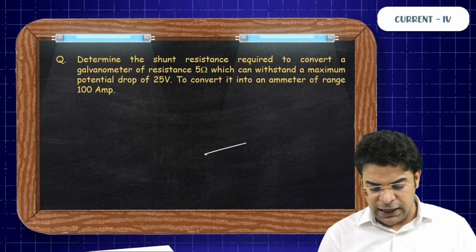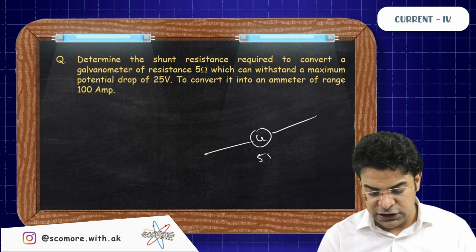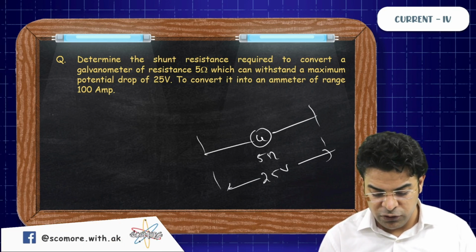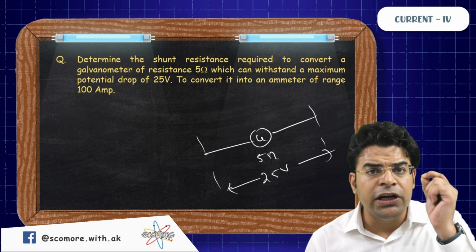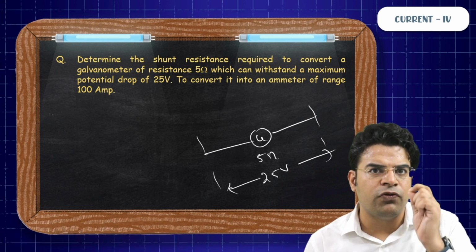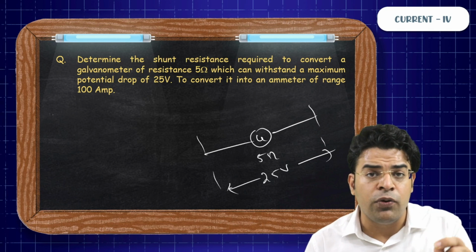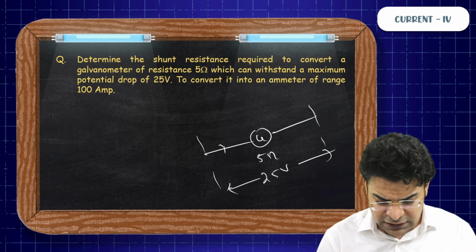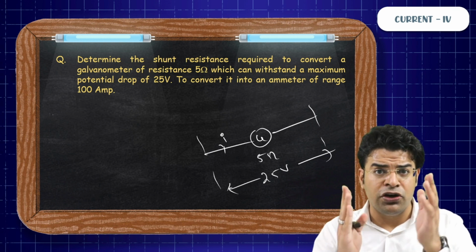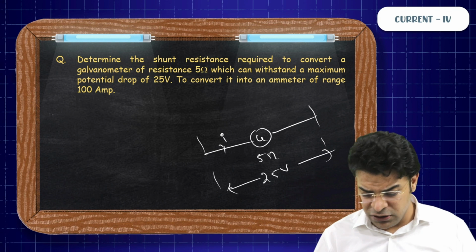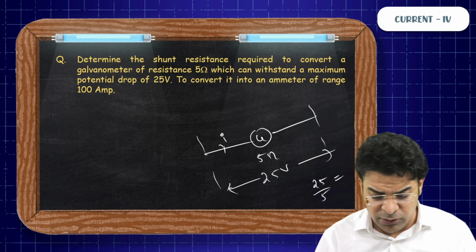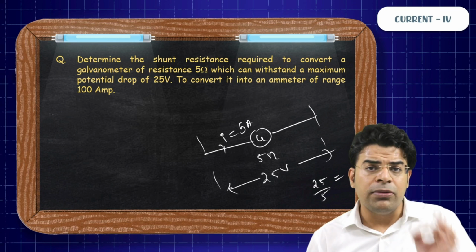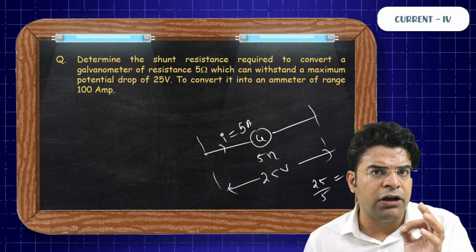So we know that the galvanometer has a resistance of 5 ohm and it can withstand a maximum potential drop of 25 volt. Can you tell me what can be the maximum current flowing through this galvanometer? So you will say that, sir, the maximum current has to be maximum potential drop upon resistance. So that will be 25 by 5. Hence the maximum current that can flow through this galvanometer has to be 5 ampere.